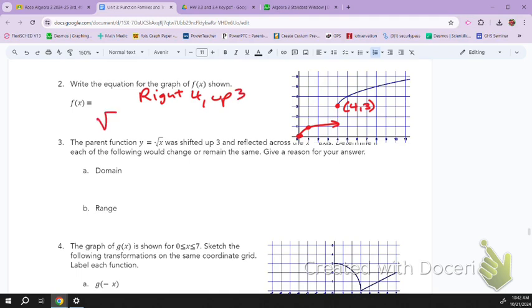So now let's put that into the function. Right 4, is that going to be plus or minus 4? And then on the outside of the function, we're going to go up 3. So I'm going to write plus 3 on the outside of the square root. Questions?